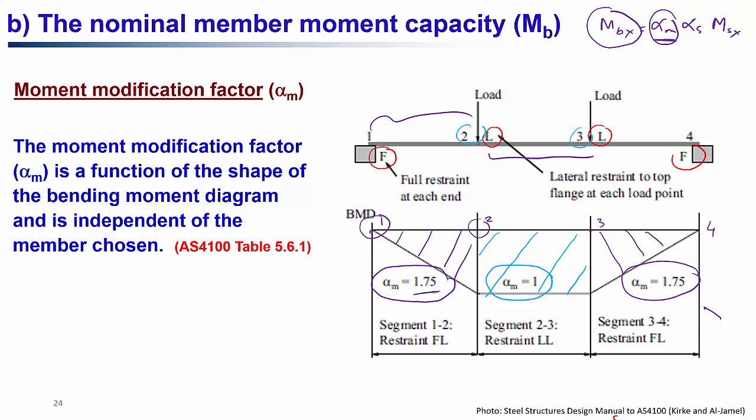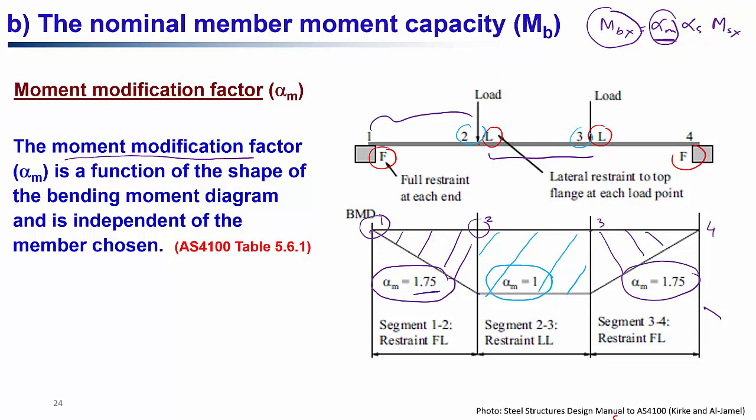So the moment modification factor, what we call alpha m, is a function of the shape of the bending moment itself, and it's independent of the member chosen. Independent of what cross section you are using, it depends on the shape of your bending moment. If the bending moment is uniform throughout the length of the beam, then alpha m equals 1, because the whole beam can have lateral torsional buckling, and that is the worst case scenario, right? Because your capacity will be least.